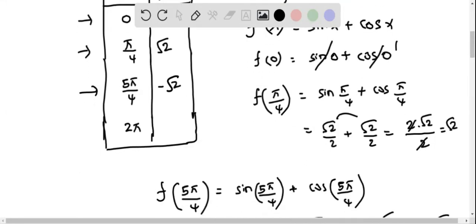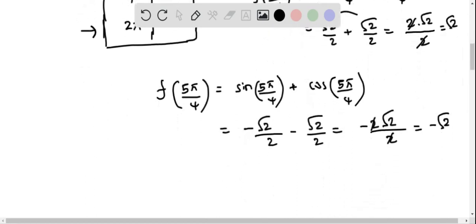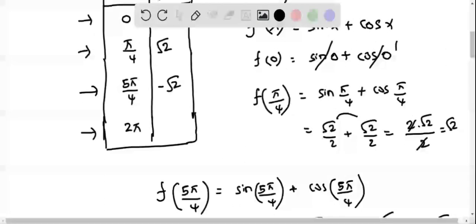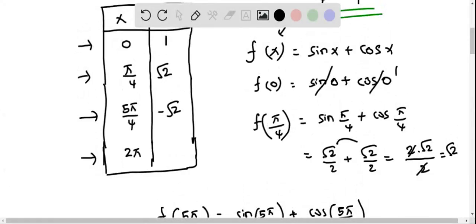And finally, we determine the function value when x equals 2 pi. So we find f of 2 pi. This equals sine of 2 pi plus cos of 2 pi. Sine 2 pi is 0 and cos 2 pi is 1. So therefore it is 0 plus 1 equals 1. So once again we get the function value as 1.